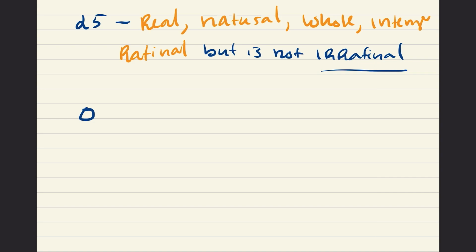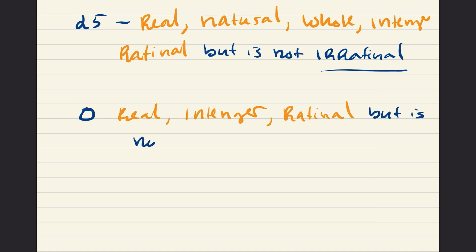Take time to write your answers or pause the video. So 0 is a real number. 0 is an integer. 0 is rational. But it is not a natural number. And it is not an irrational number.